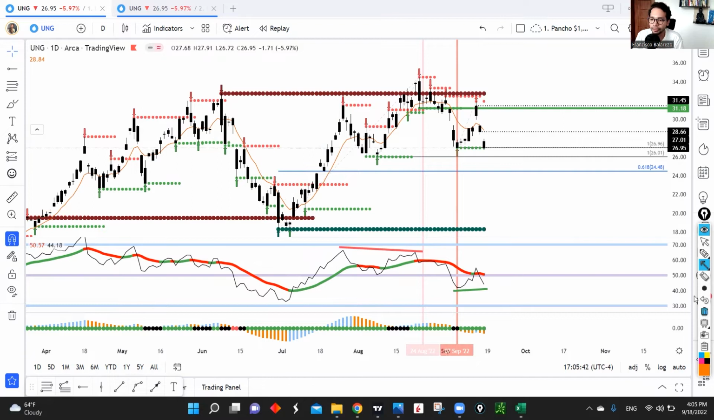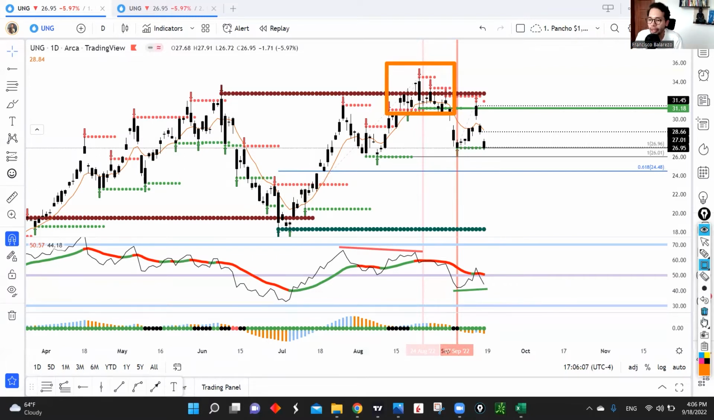Then we had a pullback, and this pullback was right into support. You can see that the momentum found support right at that midline, which is the 50 line in my indicator, and then we saw a continuation to the upside. A lot of people were pretty bullish on UNG when it was trading near the highs, because it was trading near a pivot in a cup and handle setup.